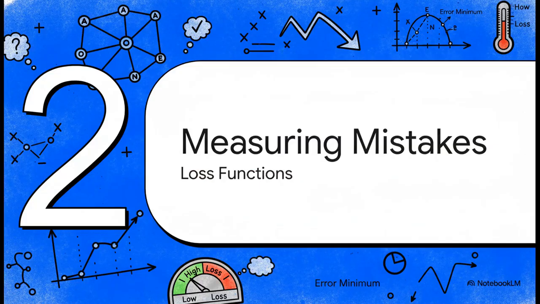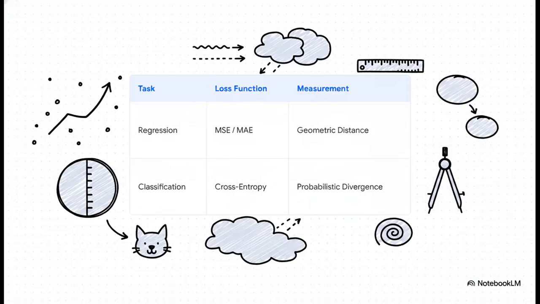Moving on to Section 2, measuring mistakes with math, loss functions. Okay, so we know the goal is to minimize error. But how does a network actually measure its own mistakes? Well, there's a distinct divide in how we quantify these errors. If we're predicting continuous numbers, say the price of a house, we use regression loss functions like mean squared error or mean absolute error. These measure the literal geometric distance between our prediction and the truth.